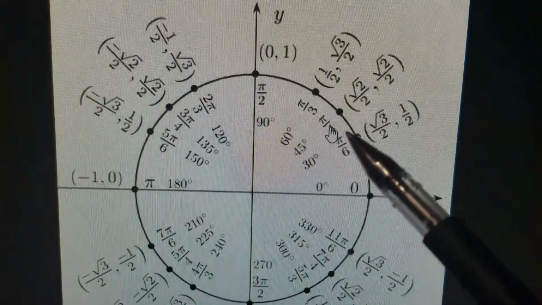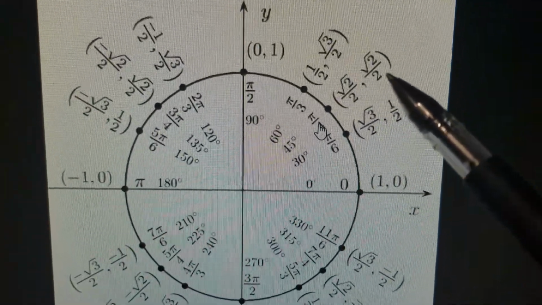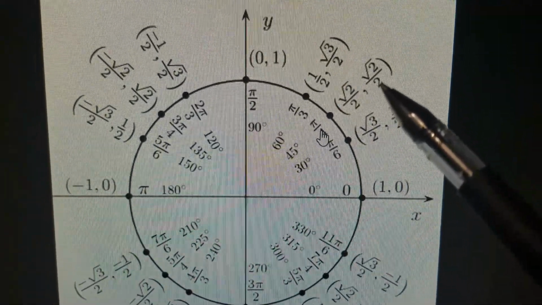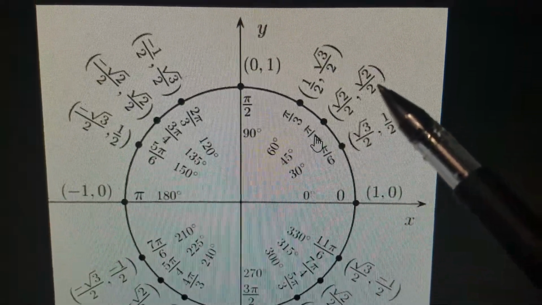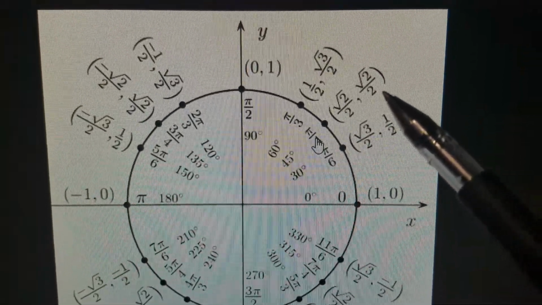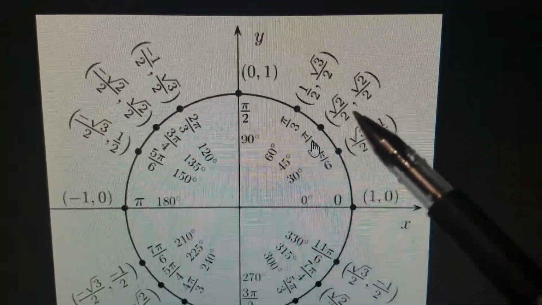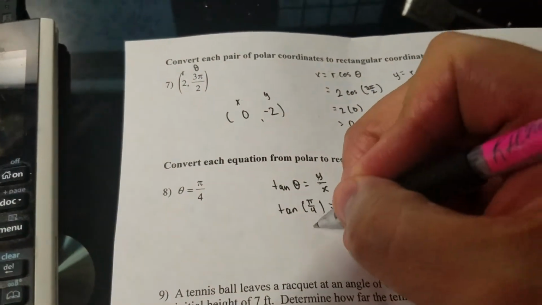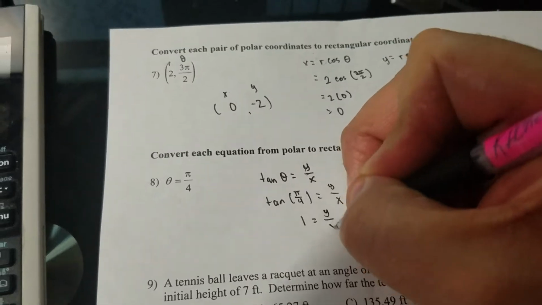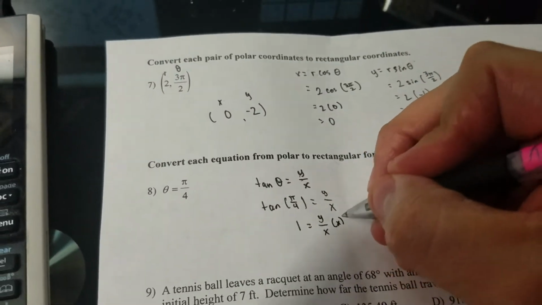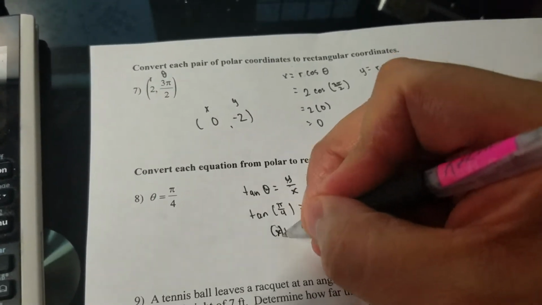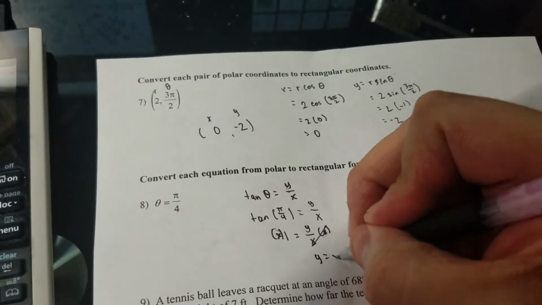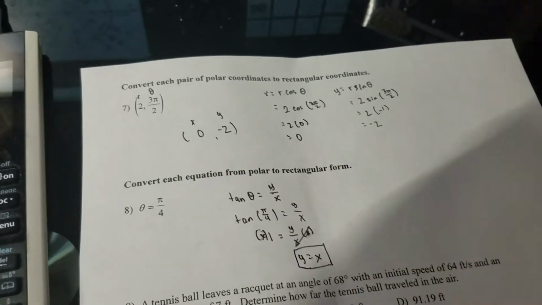Right here. So remember, this is the x and this is the y, and tangent is y divided by x. So if I divide this number right here, square root of 2 over 2, by square root of 2 over 2, it's going to equal 1, because the tangent value is not there. So 1 is equal to y over x, and I'm going to multiply by x, so y is equal to x. That's my equation right there.